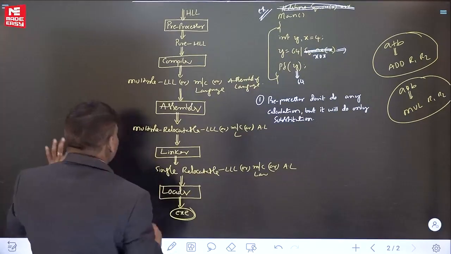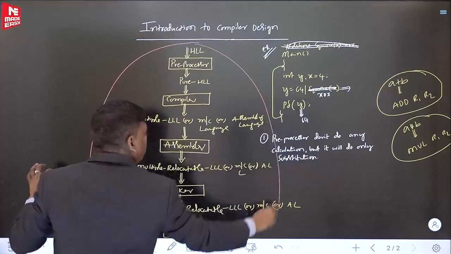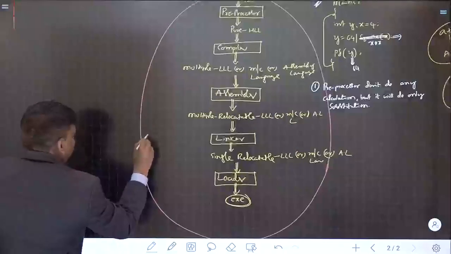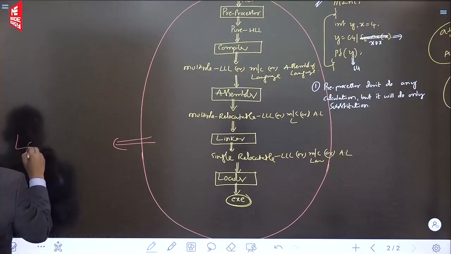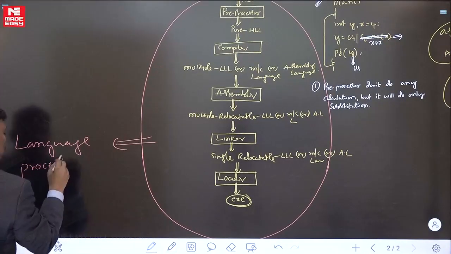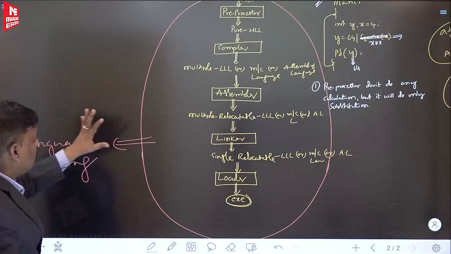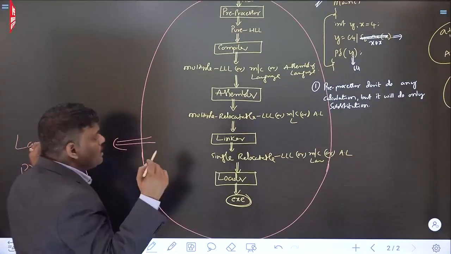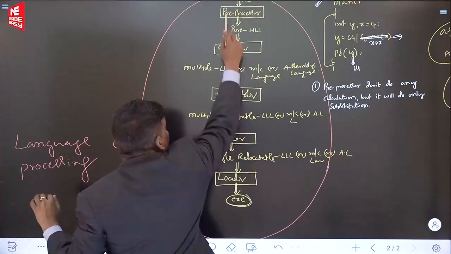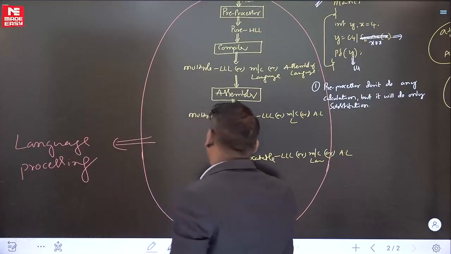This entire story is known as language processing. This is the way a particular language will be processed. Now listen. When you say a particular program is compiled, not only this, many steps are there. So this is the way a particular language will be processed. It is called language processing.